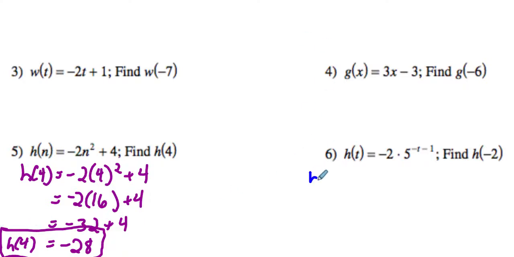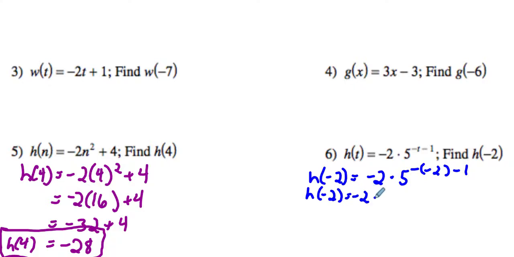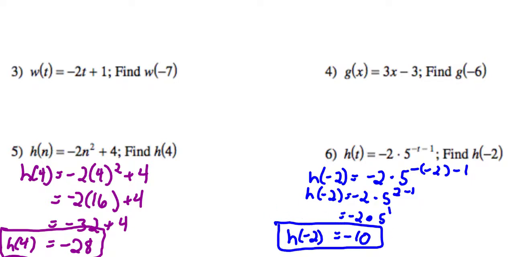Number 6, h of -2. Replace every t with -2. Simplify down. Do the exponent first, so I have to simplify the exponent completely down, and I end up with -2 times a 5, which is simply -10. So h of -2 is -10.